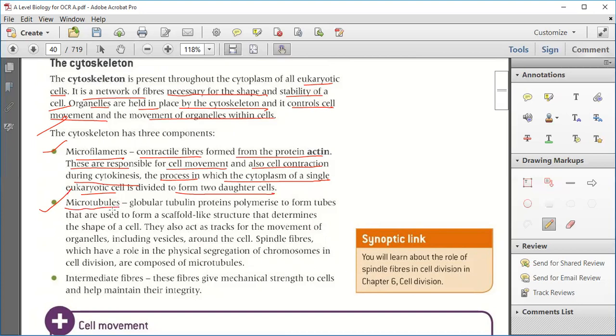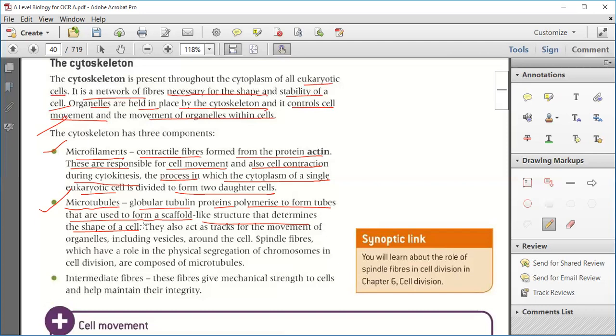Now we have microtubules. Microtubules means very, very small tube-like structures. Globular tubulin protein polymerizes to form tubes that are used as a scaffold-like structure and determine the shape of a cell. So microtubules are nothing but globular tubulin protein which polymerizes in the form of a tube, and they are used as a scaffold-like structure and maintain the shape of the cell.